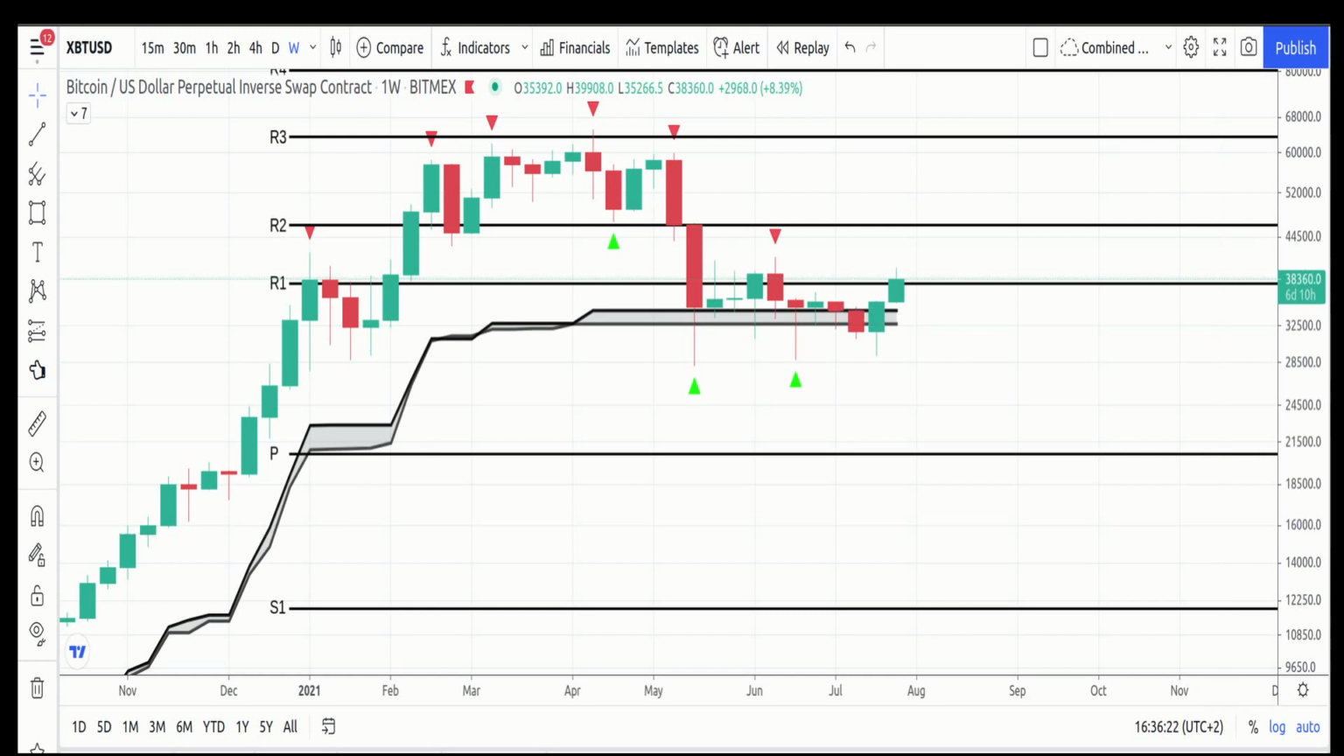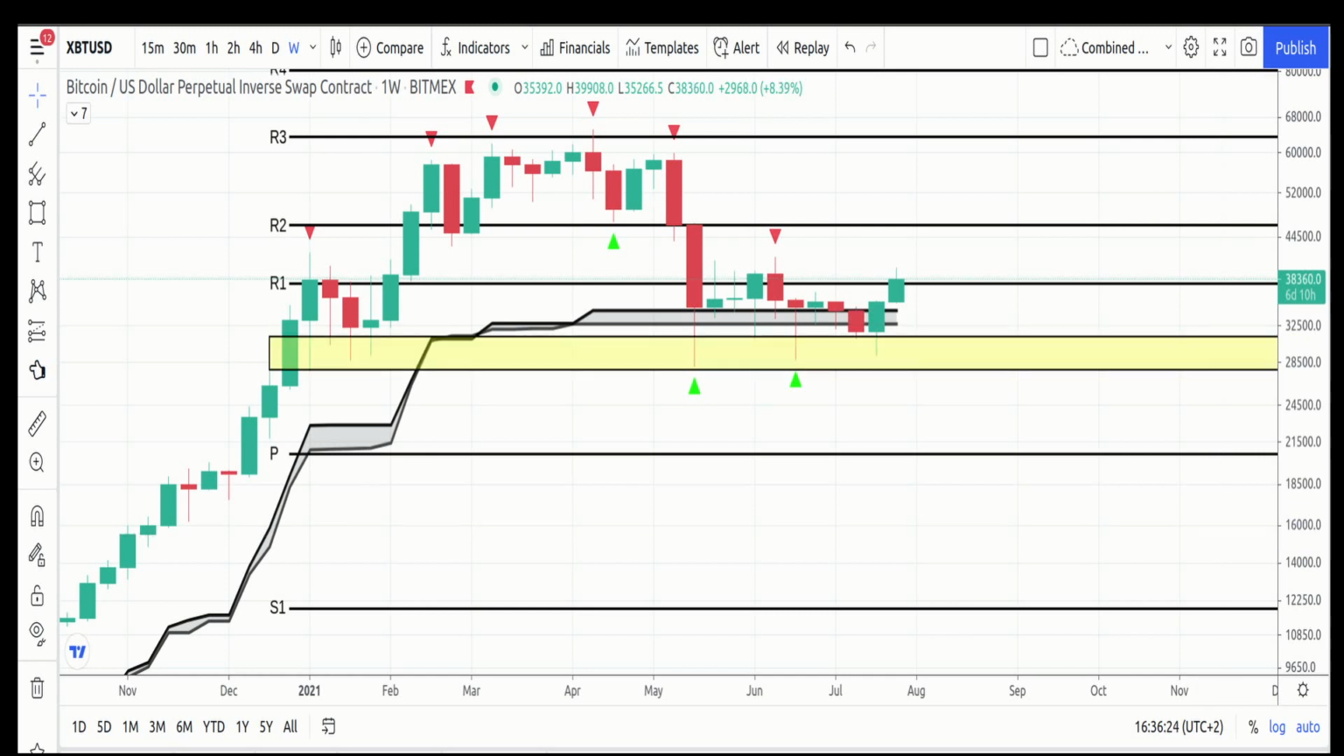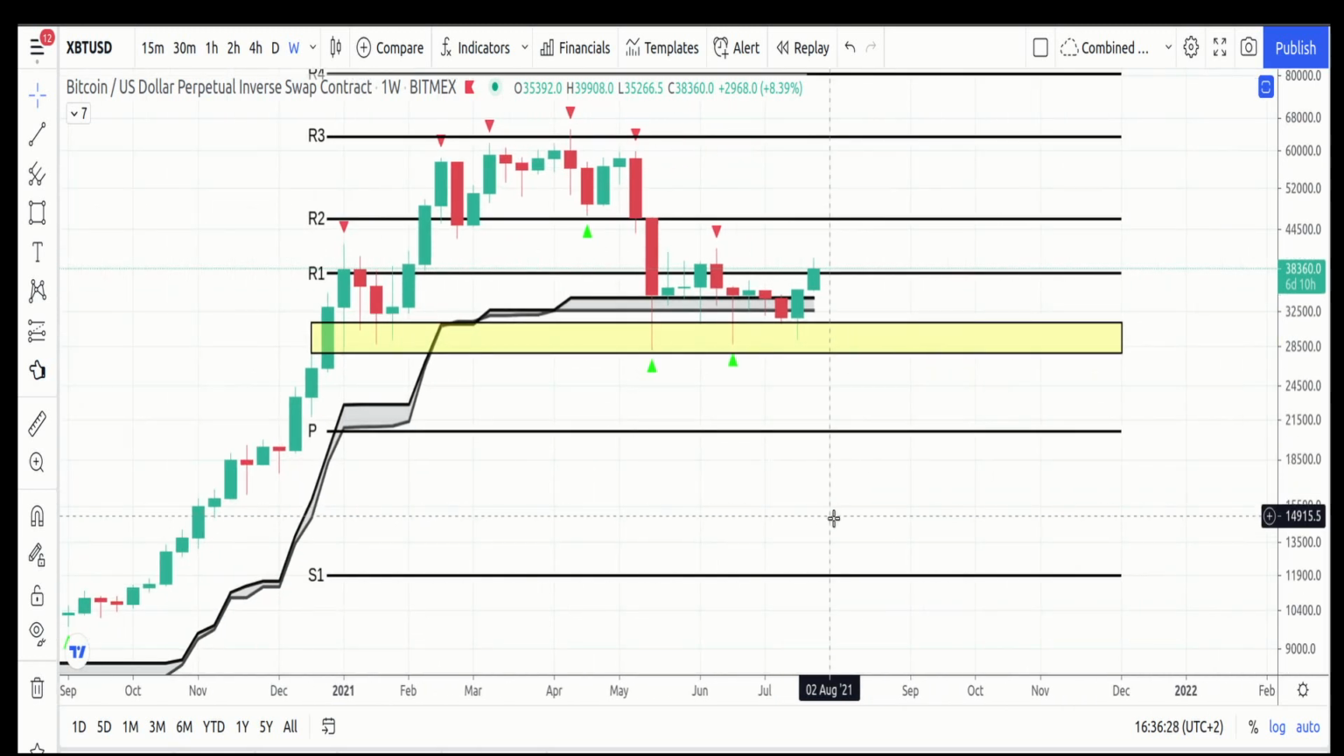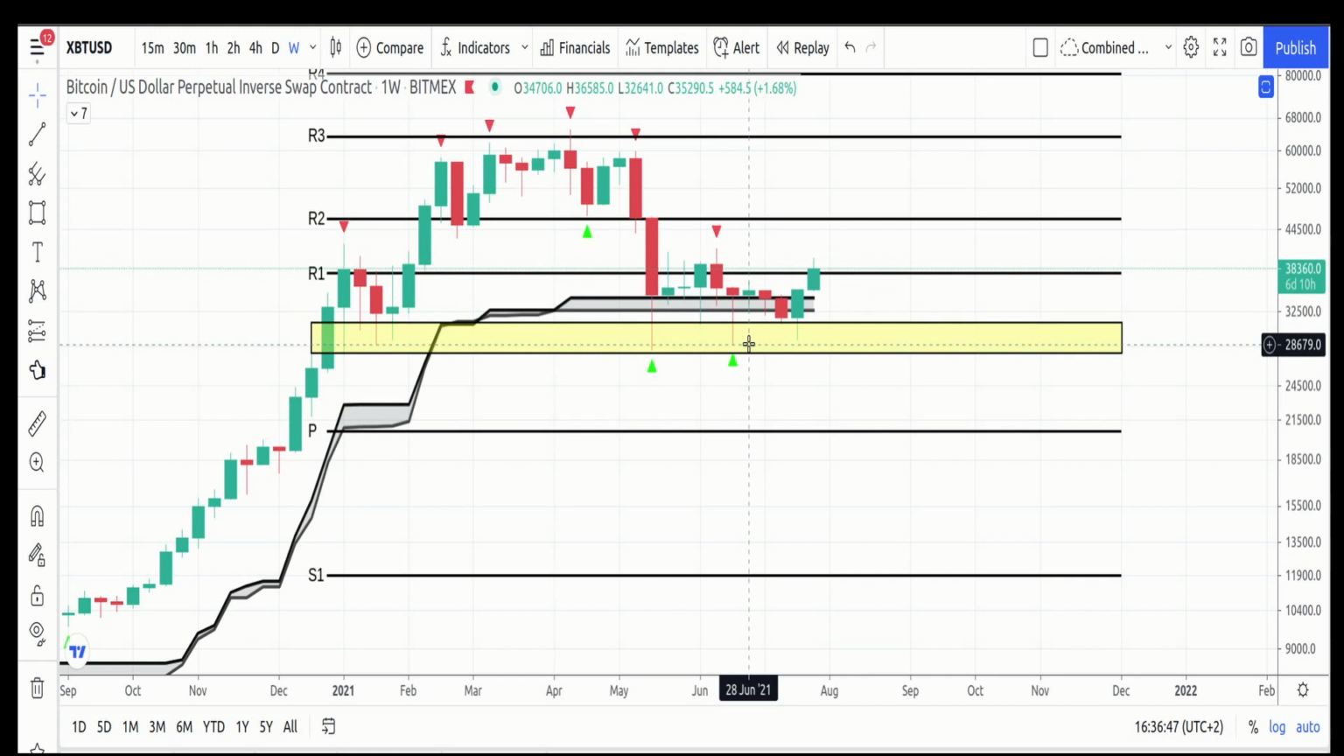Now let's plot the cardinal support on this chart, and the cardinal support is this horizontal support which was played at the beginning of the year, when price went to the R1, then retraced, checked this level, and now we've seen how this horizontal support has been working fantastically.